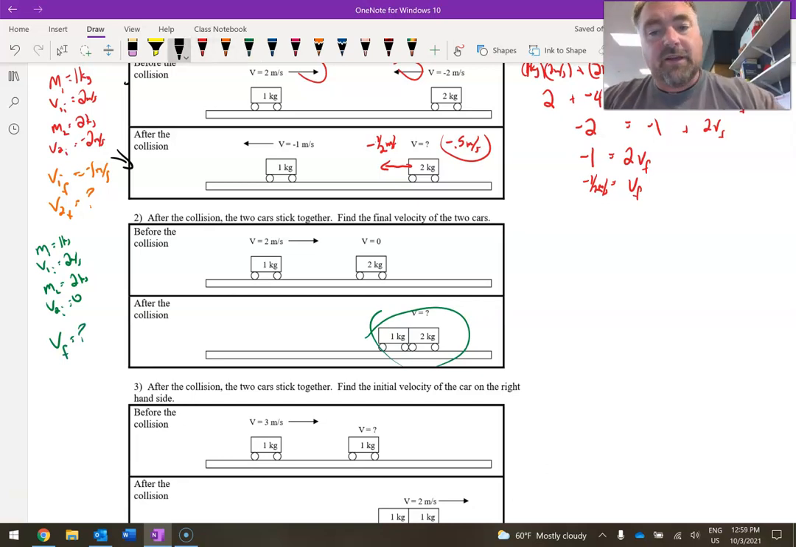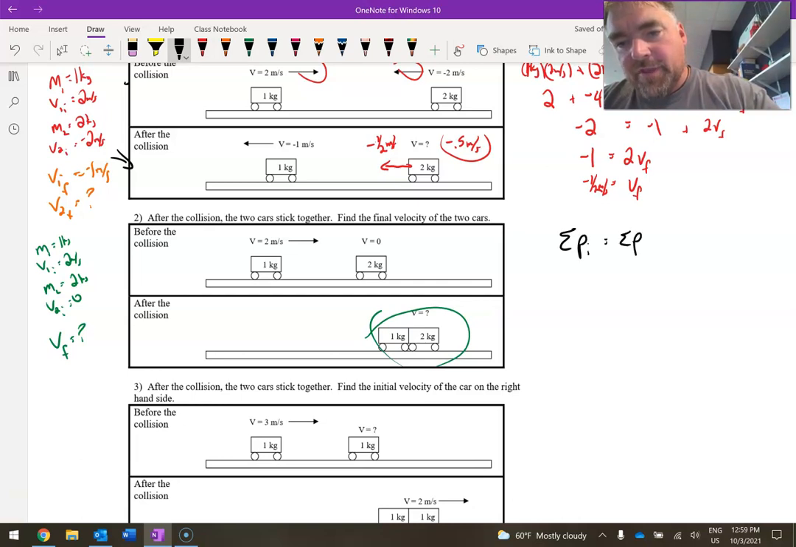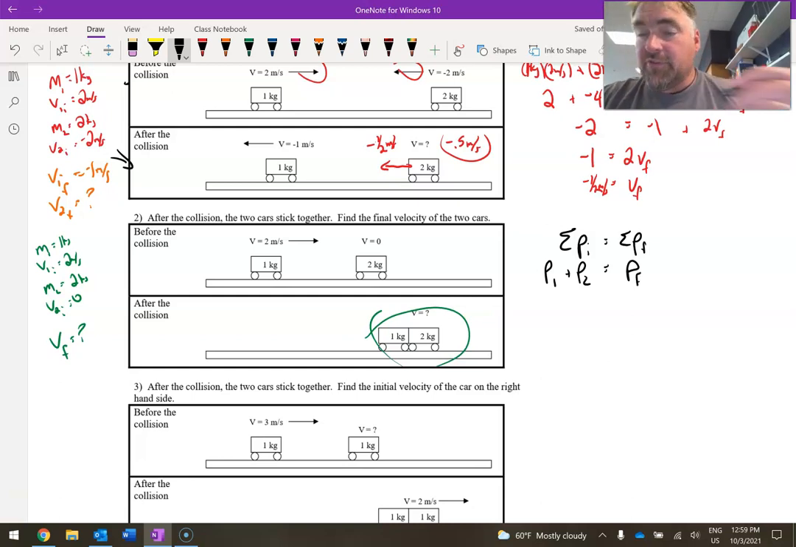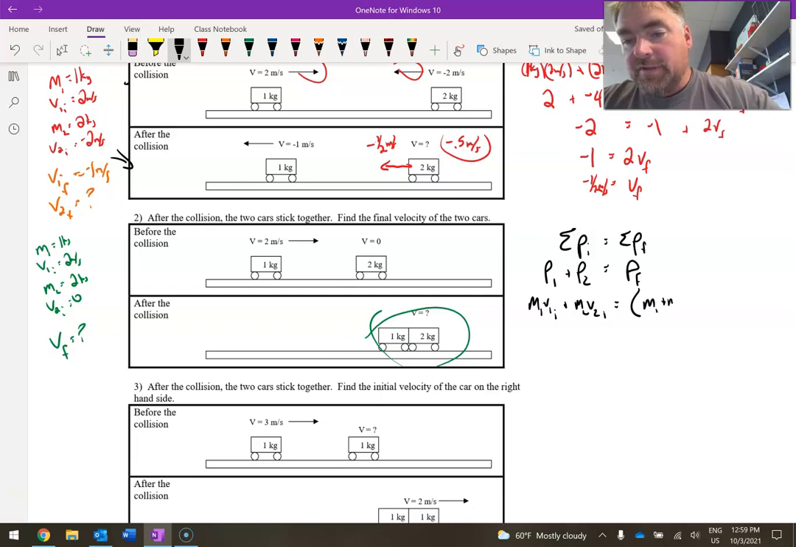So I'm going to go back and use my law of conservation of momentum. So sigma Pi is equal to sigma Pf. And I know I have two objects, P1 plus P2 before the collision, but I only have one object after. So that's just P final because they hit and stick together. So see how the equation has changed based on what the outcome was. So I can write this down: M1 V1 initial plus M2 V2 initial is equal to, because they hit and stick together, M1 plus M2 times V final.